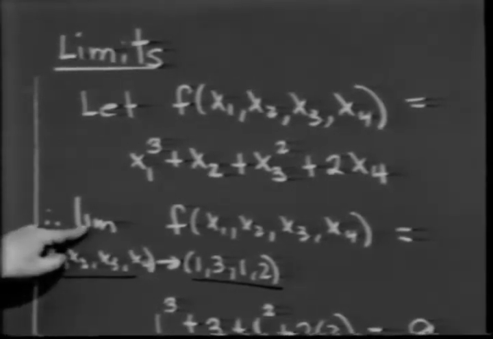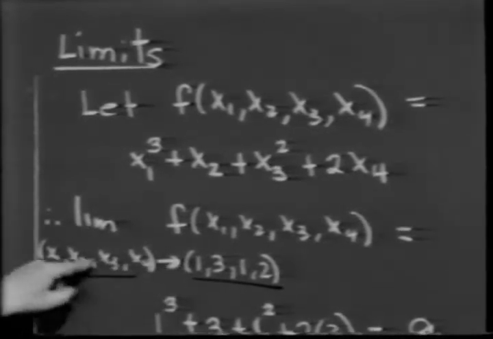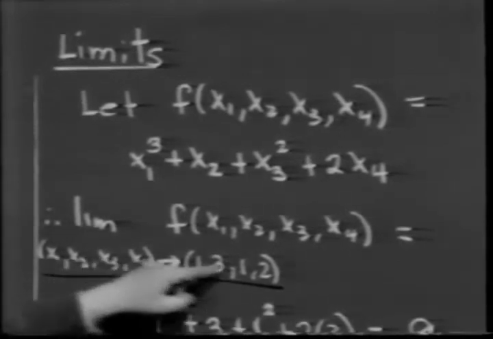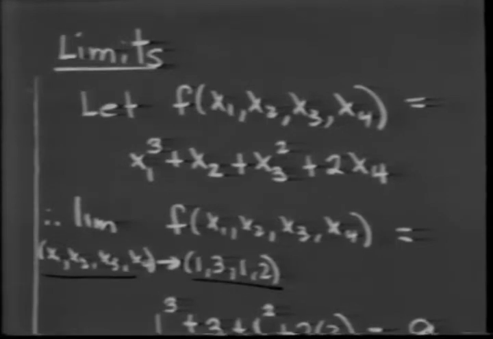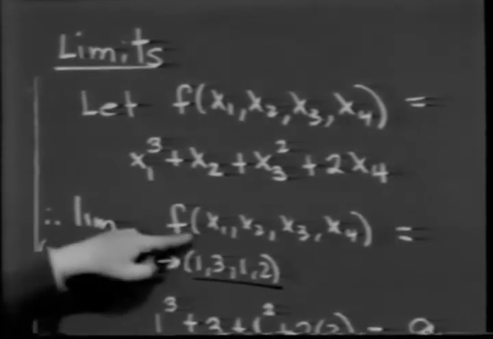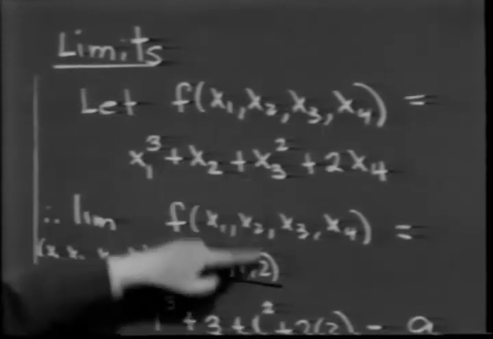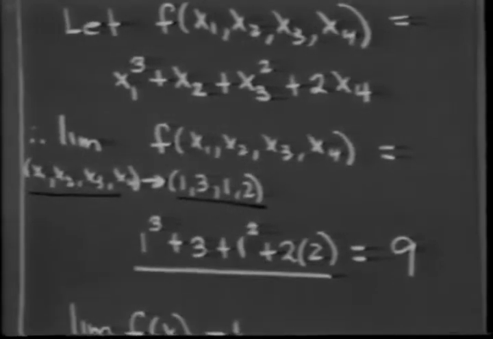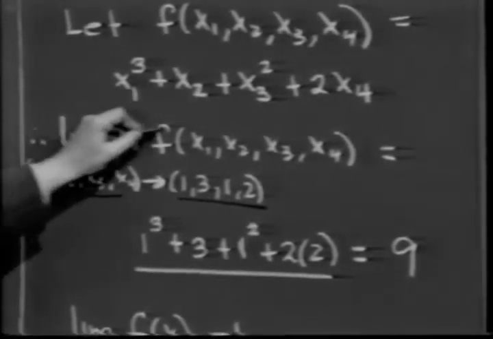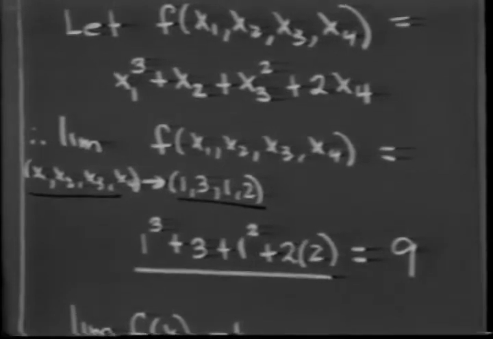In other words, this could be replaced by the 4 separate one-dimensional limit problems. x1 approaches 1, x2 approaches 3, x3 approaches 1, and x4 approaches 2. And we would then be tempted to say what? We will replace x1 by 1, x2 by 3, x3 by 1, x4 by 2, see what happens to this expression, and we would then be tempted to say that this particular limit was equal to 9.